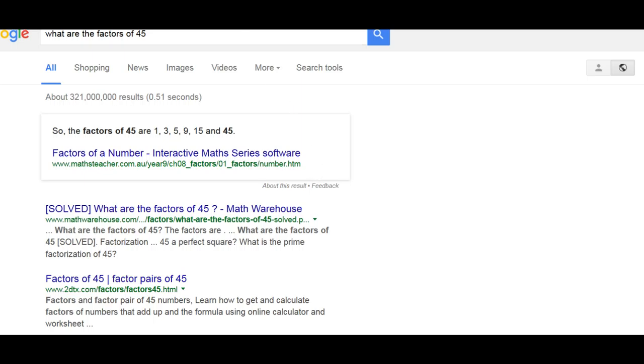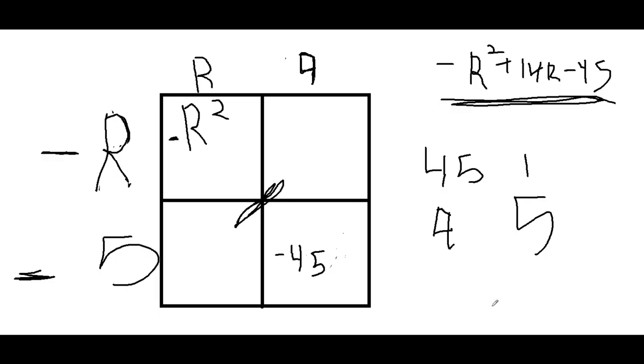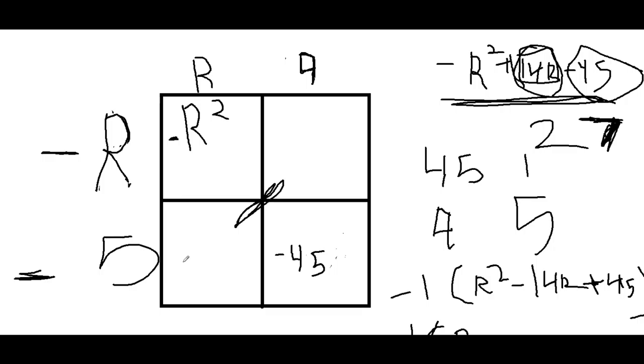What are the factors of 45? 9! Oh my god, it's 9 and 5! 9 plus 5 is 14. 9 times 5 is 45.